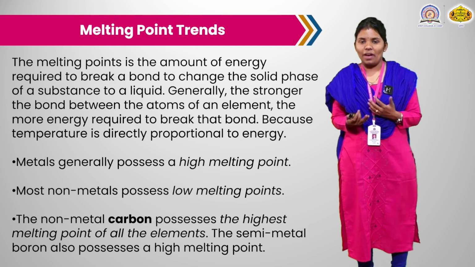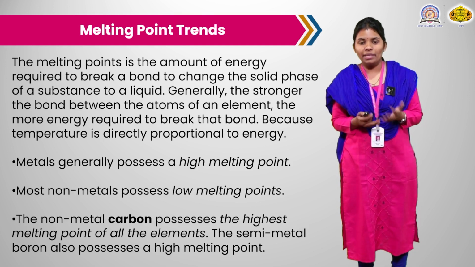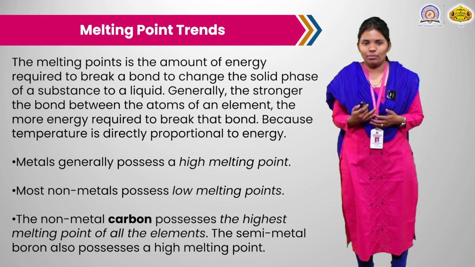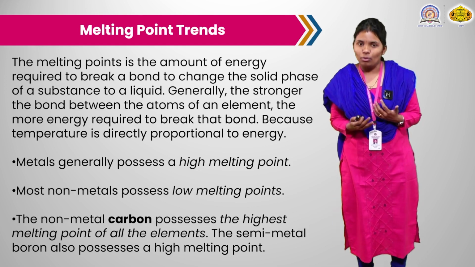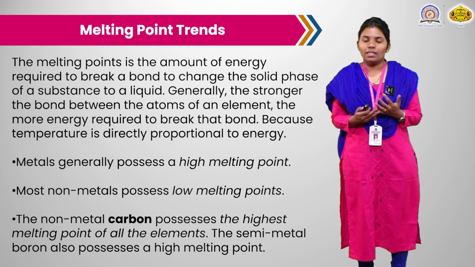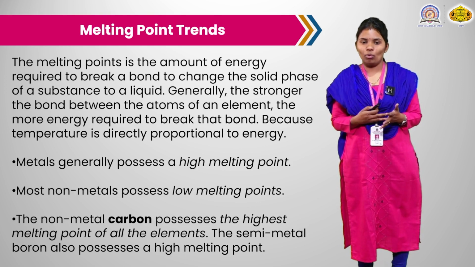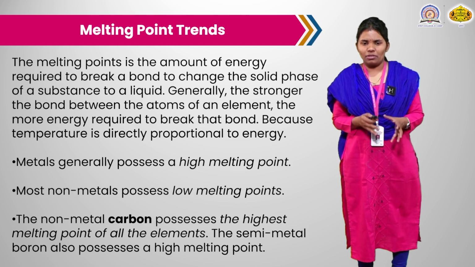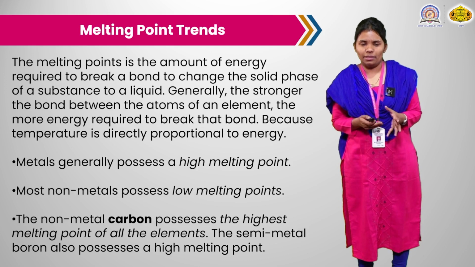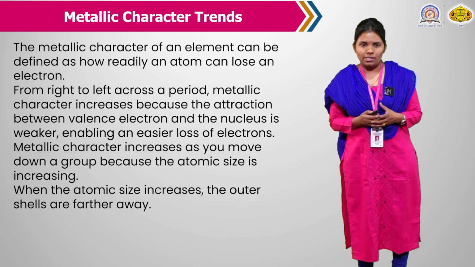But how does it vary according to the periodic table? Metals generally possess a high melting point; non-metals generally have a low melting point. The non-metal carbon possesses the highest melting point of all the elements. The semi-metal boron also possesses a high melting point. These are the two exceptions, that is a non-metal and a semi-metal. These are the hot points, you can say.